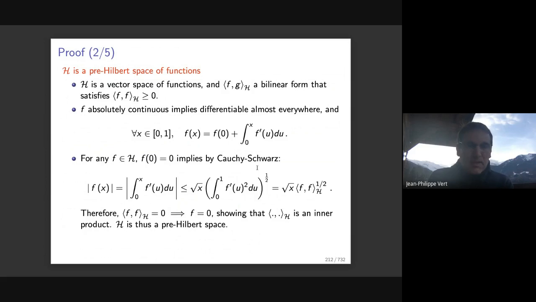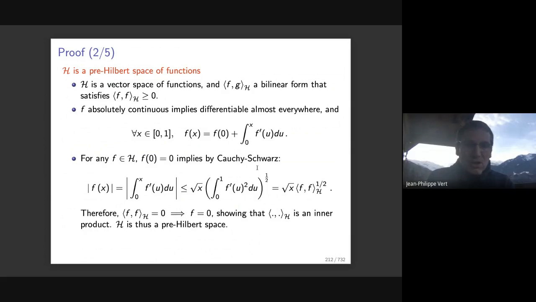Now, the absolute value of f of x can therefore be upper bounded using the Cauchy-Schwarz inequality in the Hilbert space L2 of 0, 1, by just upper bounding the integral between 0 and x of f prime of u du by the product of the integral between 0 and 1 of the indicator function between 0 and x, so the integral is square root of x, times the square root of the integral between 0 and 1 of f prime of u squared du. This is just Cauchy-Schwarz. And then we recognize here the f bracket itself.